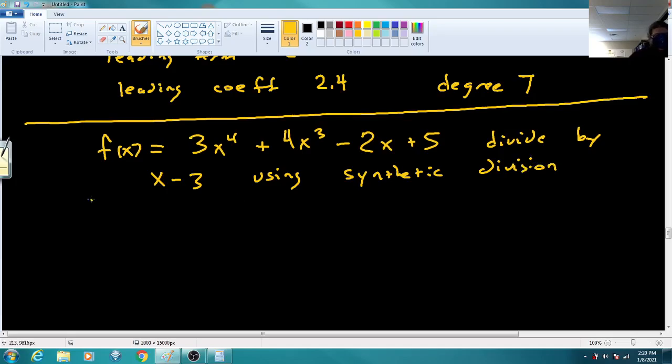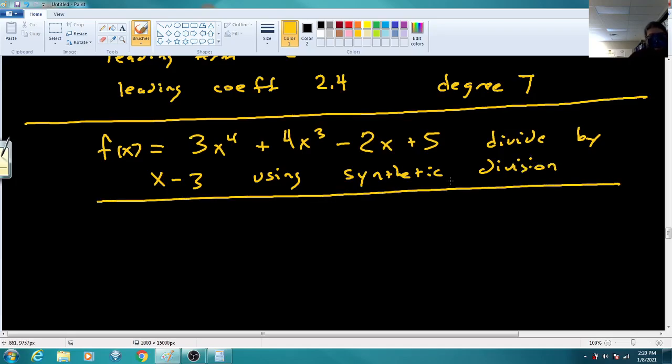First of all, you can only apply synthetic division when you're dividing by x minus a number or x plus a number. If it's dividing by x squared plus 3, or x cubed plus x squared minus 2x or something like that, we can't use synthetic division to divide. It only works when the divisor is of this form.